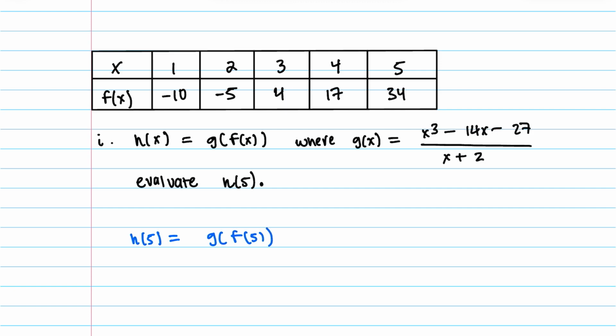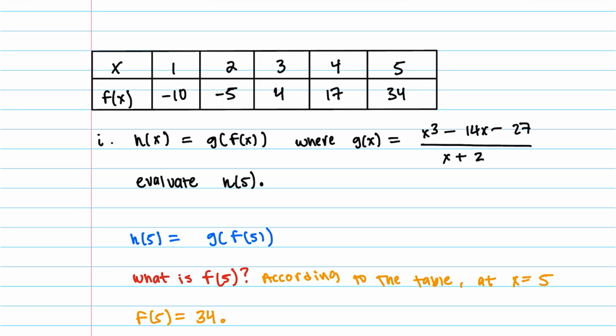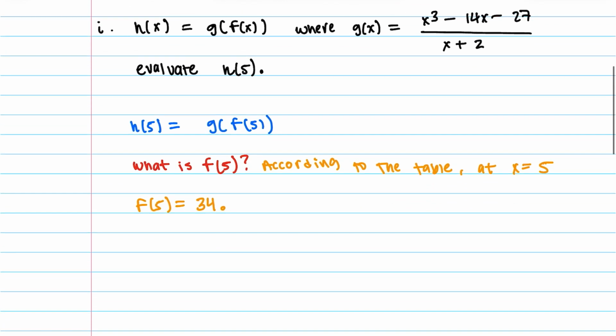Now, the first step that we have to take to evaluate h of 5 is to figure out what f of 5 is. And so according to the table, at x is equal to 5, the value of f of 5 is 34. And so by updating our equation, we'll end up with the following format. h of 5 is equal to g of 34.